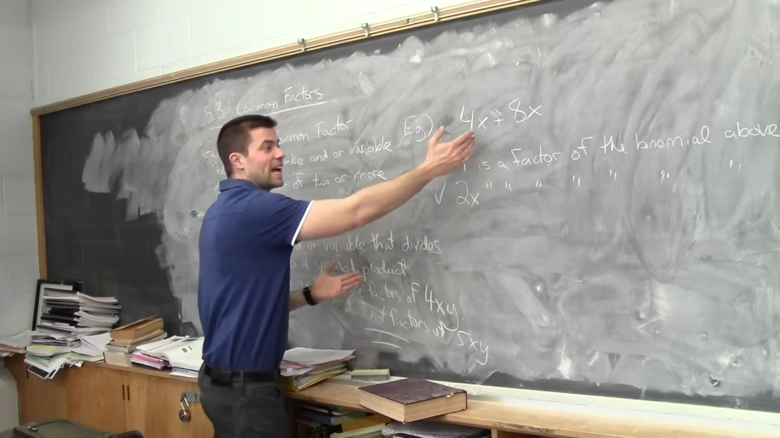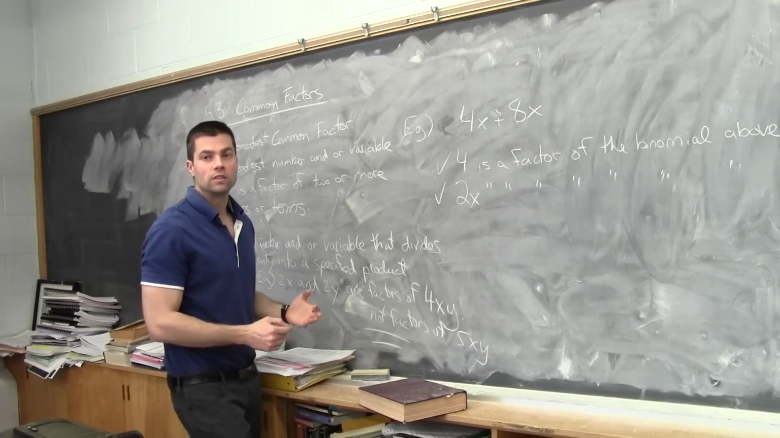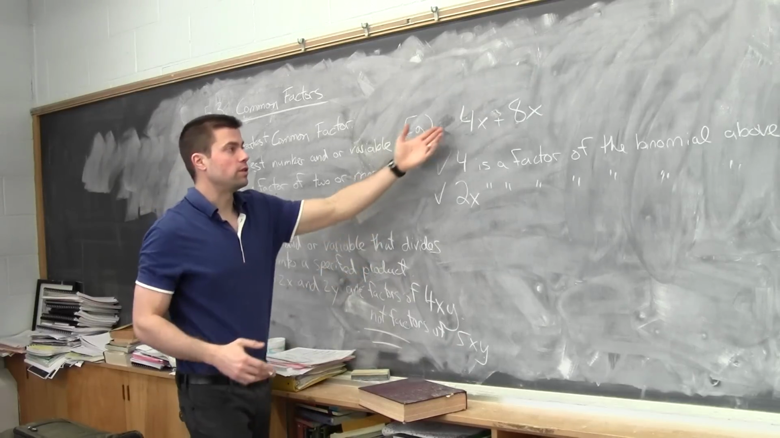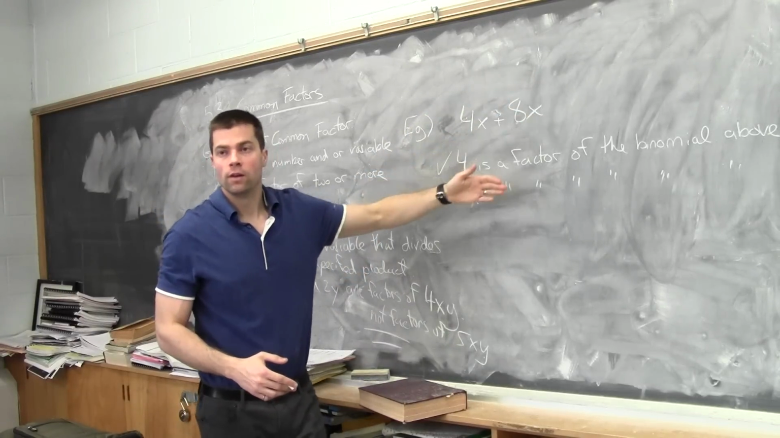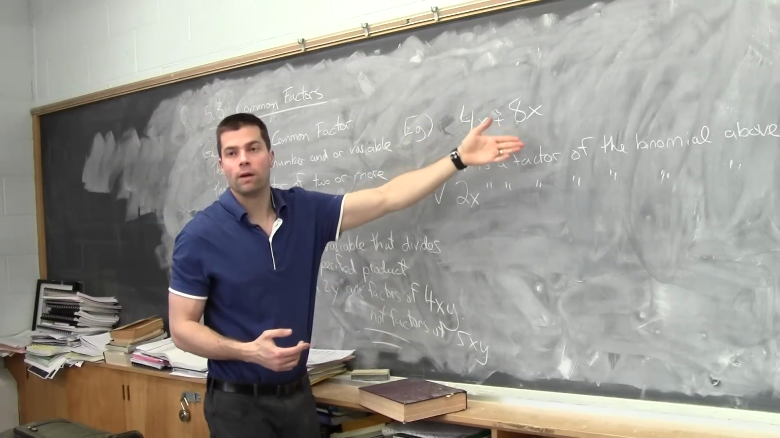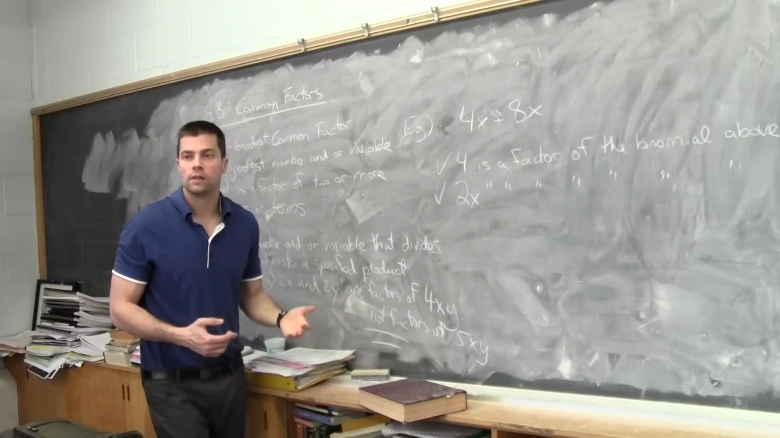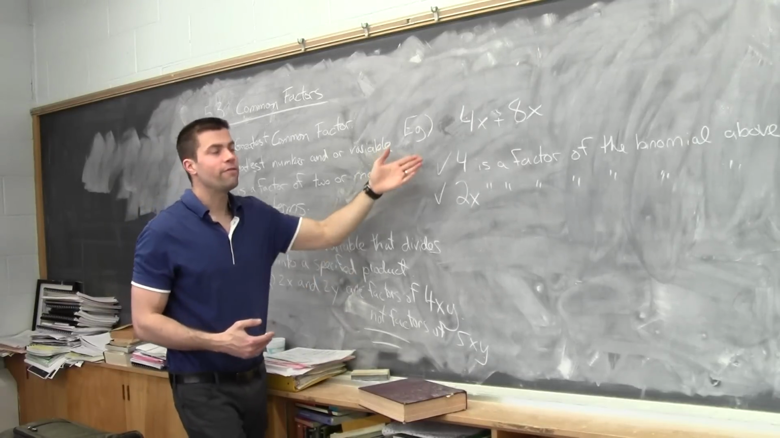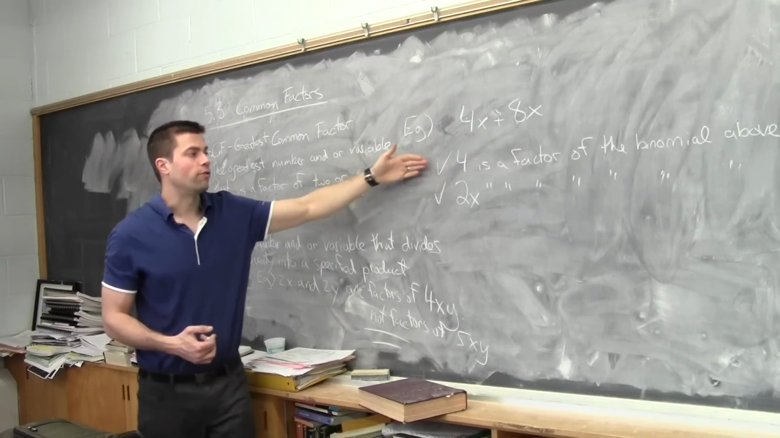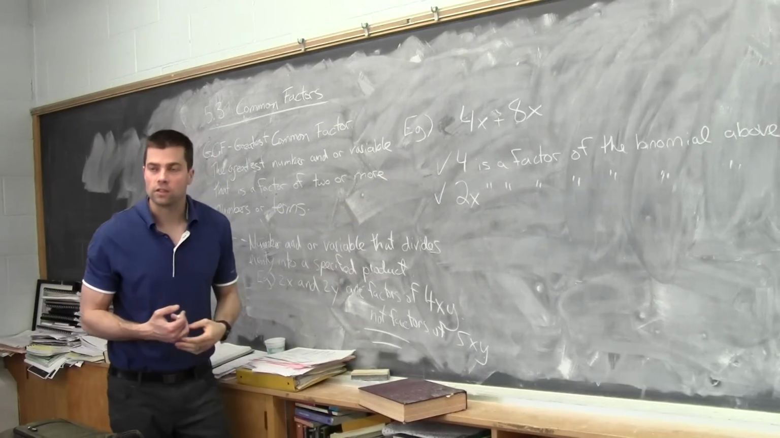We can also say that x is a factor. We could say that 1 is a factor. Okay? Because both of these divide by 1 and they have whole numbers. x is a factor because they both divide by x and have a whole number. So there's many factors that go into this binomial. But none of these so far is the greatest common factor.